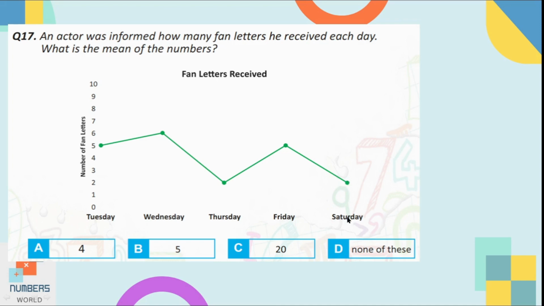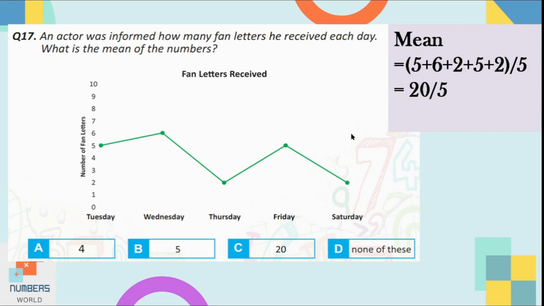2 letters on Saturday. To find out the mean, we will add the values and divide it by 5, which is the total number of the days, and we get 20 by 5. After dividing 20 by 5, the mean is equal to 4. Option A is the correct option. The mean of the numbers is 4.